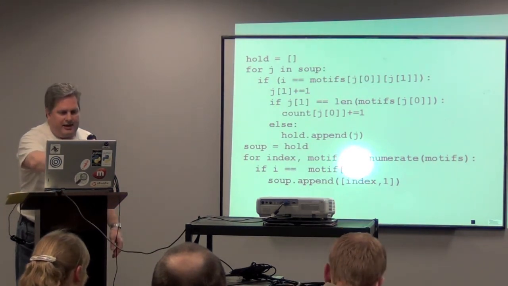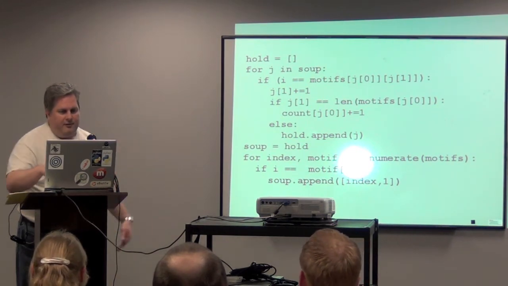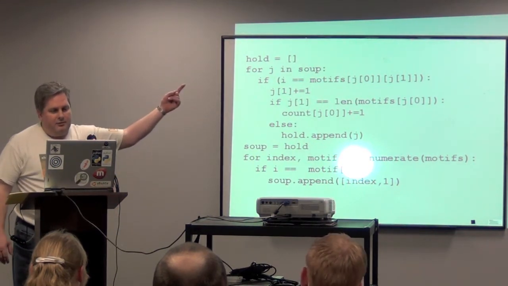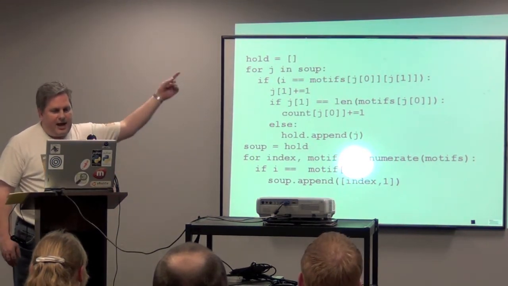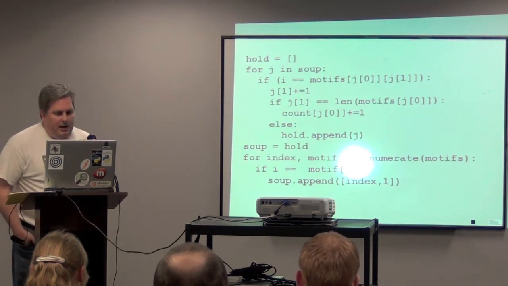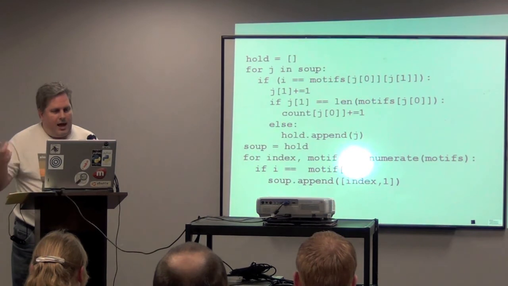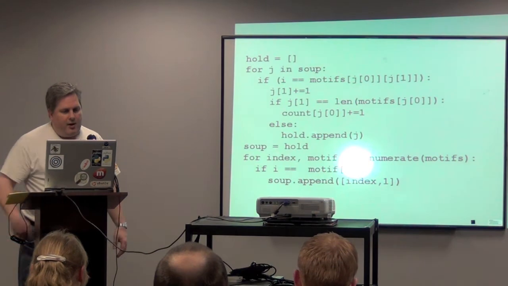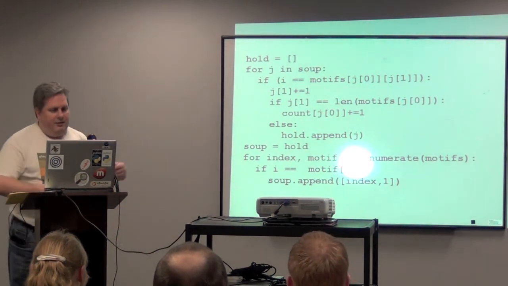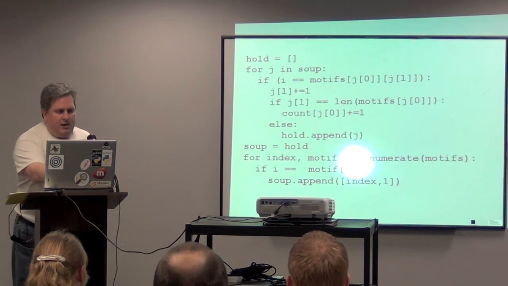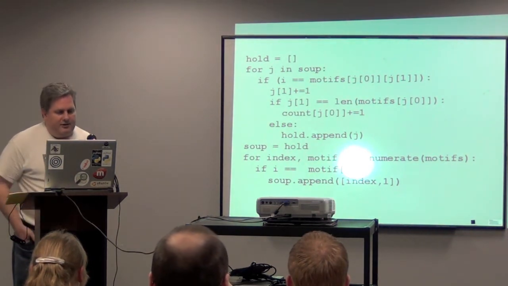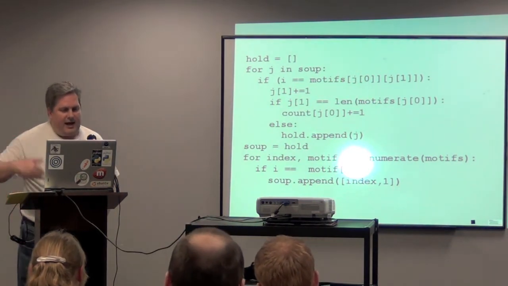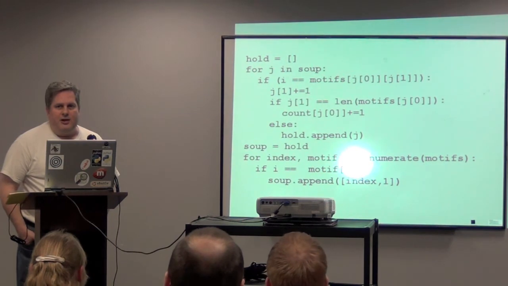So if that counter matches the size of the motif, it gets discarded, but I increment the counter. You know, I've successfully gotten another match. Otherwise I put that into the hold. And then once I've done all those, I put the contents of hold back into soup. And then I go looking for new matches. See if anything matches the first character in any of the motifs. If it does, I add that to the soup. And that's pretty much it.